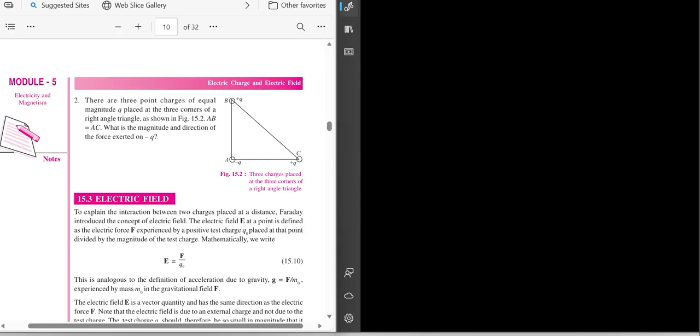And then second, there are 3 point charges as mentioned in the figure, and the charges at C and B are positive and of same magnitude. Charge at A is negative but magnitude is same, and it is in a right angle triangle. It's mentioned three corners of a right triangle. Now in this right triangle AB equals AC, so that means it is an isosceles right triangle. So what is the magnitude and direction of force on minus Q? Let's solve this. I want you to try it out on your own first, and if you don't get it, or after you solve it, you can refer to the solution.